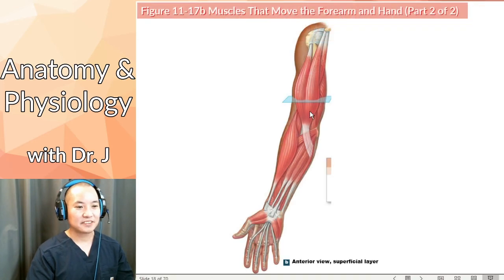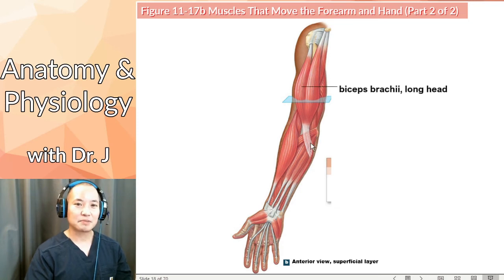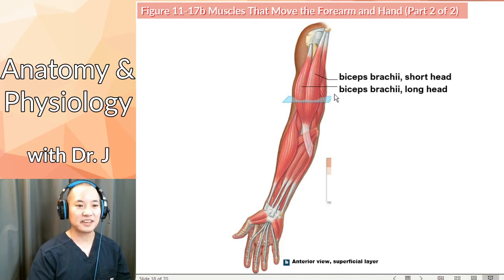So what we have here is one of the muscles we covered earlier. Here we have the biceps brachii, and when something has the prefix bi, that means two, right? So there's not just one head to the biceps brachii, there are two heads. So there's a long head and a short head. So why do they call it two heads?